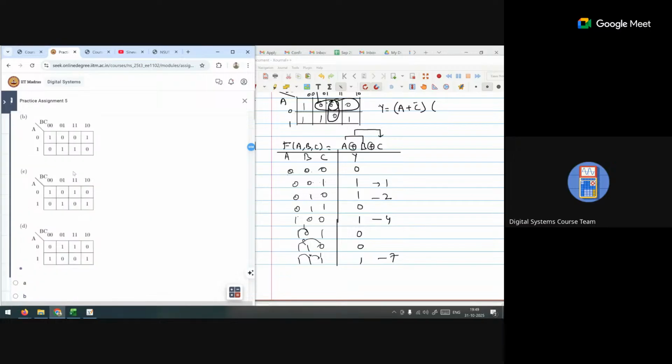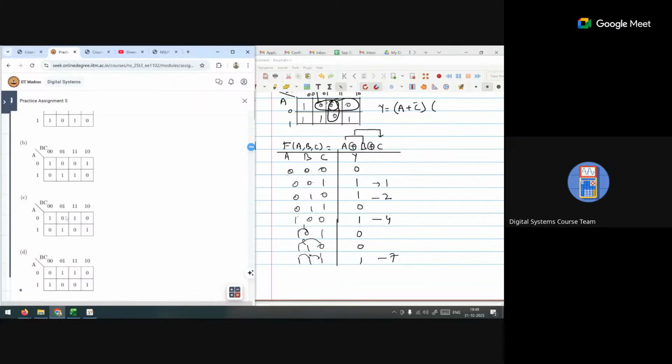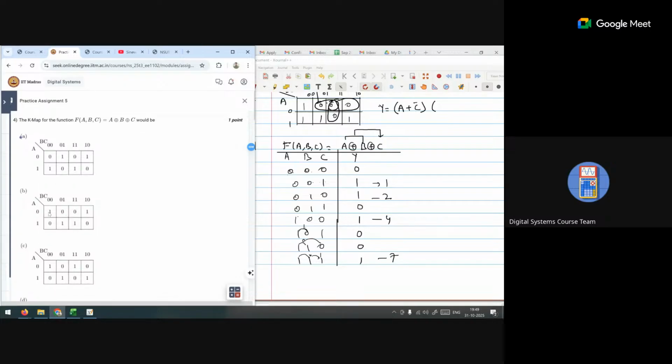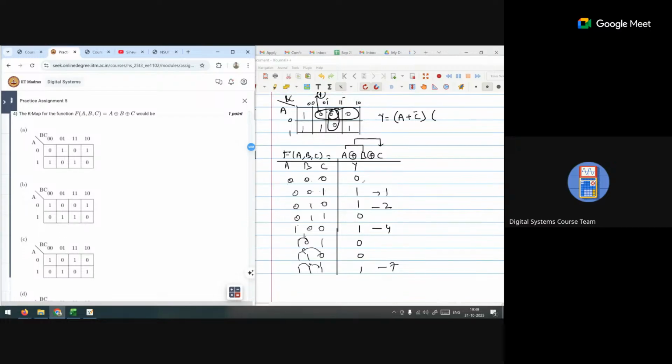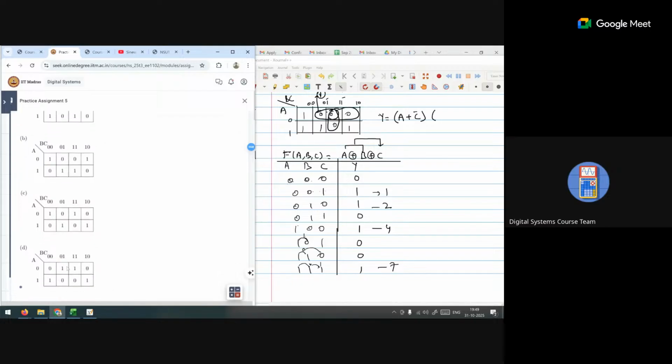Okay, so option A. Okay, option B, if you check, it is 0, 2. So at 0 output is 0, so not possible as 1. 0 here also. Here 1 and 3. At 3 output is 0. That is not possible.